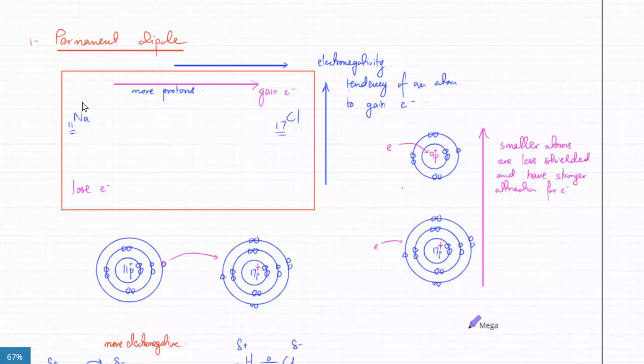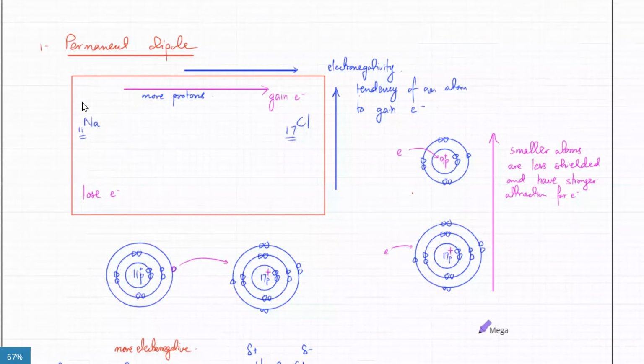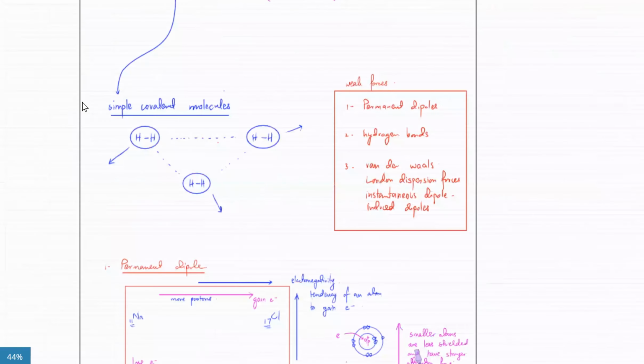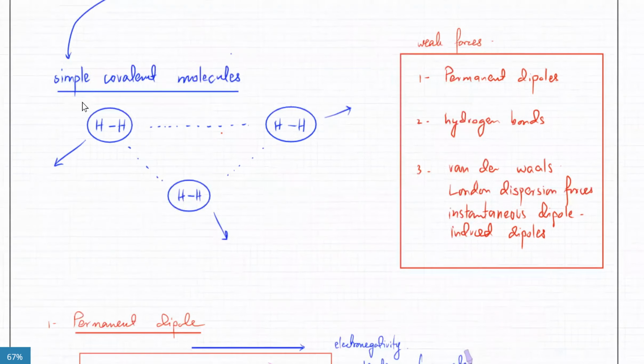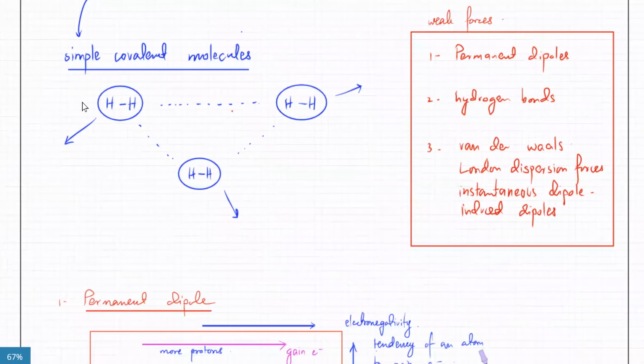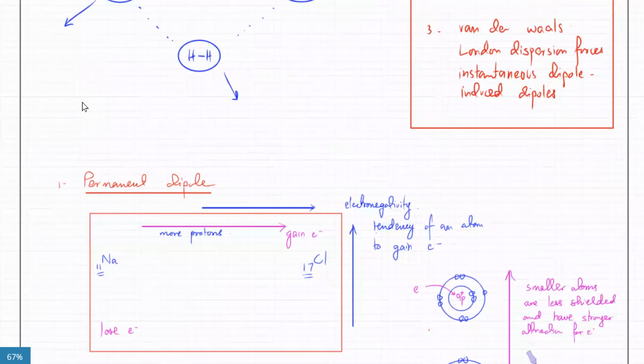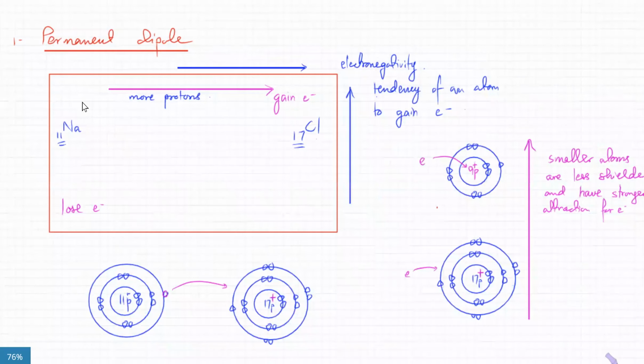So we had started talking about intermolecular forces, and there were three of them, right? We said that there are three weak forces between molecules, and one of them was permanent dipole. You got hydrogen bonds, and you got van der Waals forces or instantaneous dipole induced dipole. So you had these three forces, and we started off with permanent dipoles.